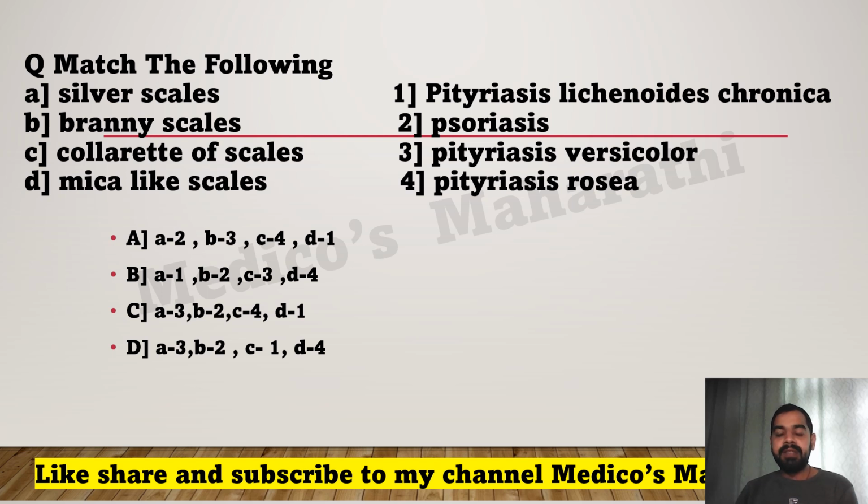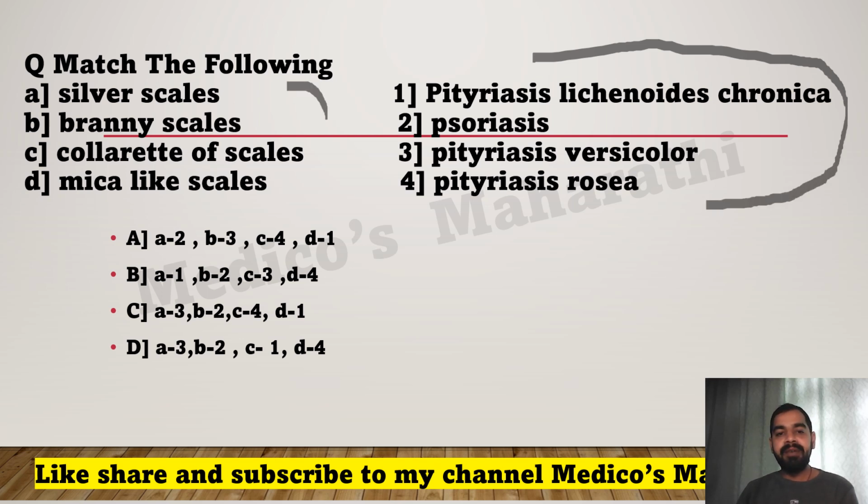Match the following. So my dear friends, here the examiner has given different dermatological conditions and different clinical signs. You have to match the correct dermatological condition with the correct sign. First, see option A, that is silver scale, and silver scale is seen in psoriasis. Silver scale is seen in psoriasis. Is it available in any option?